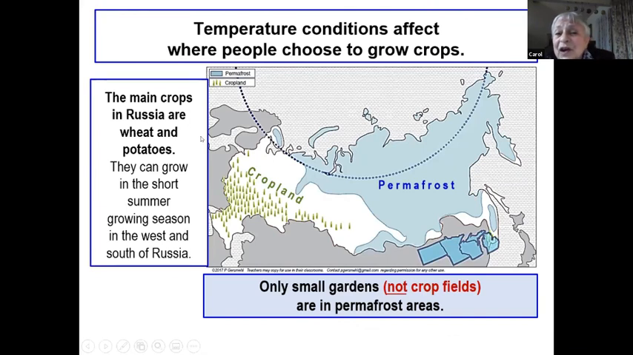What does permafrost cause people to do in Russia? Well, they can only grow crops like corn in a small corner of Russia. It's possible in summertime to get a little tiny garden plot in the permafrost area, but really to do any serious farming, you cannot do it in permafrost.